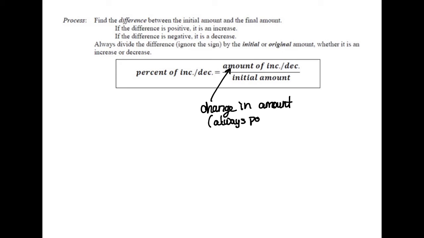If it went down, you're just going to say it was a decrease or a decline. If it went up, it will be an increase. But you always leave it positive, so it's like an absolute value, right? Okay, let's try another couple.